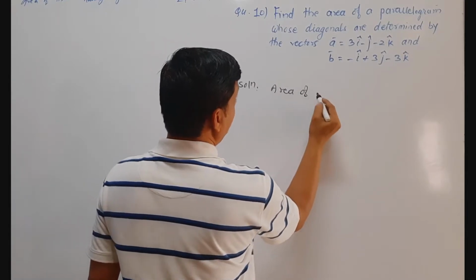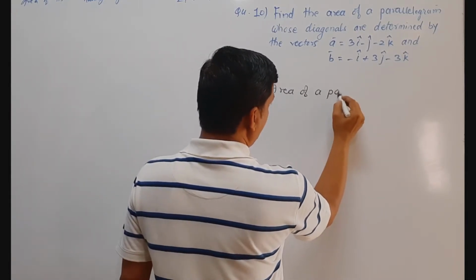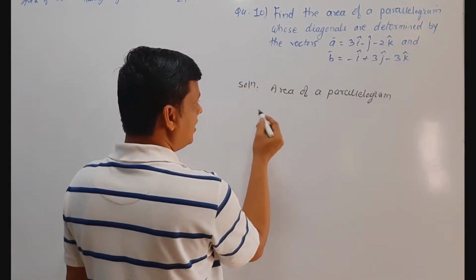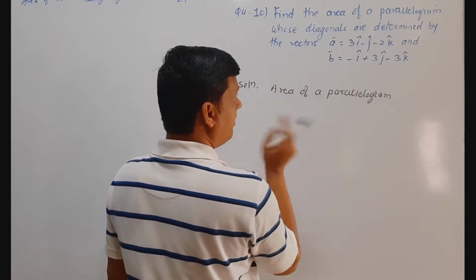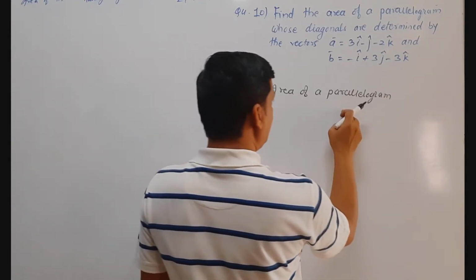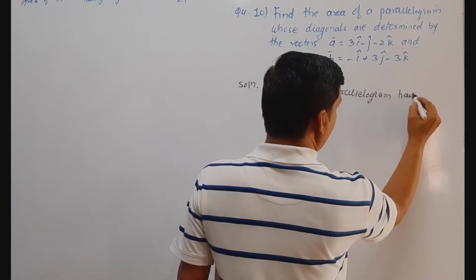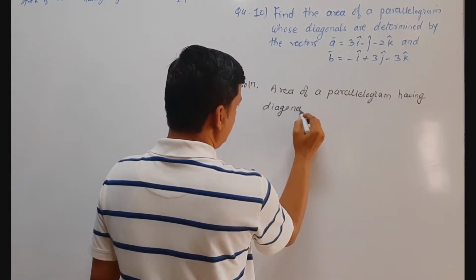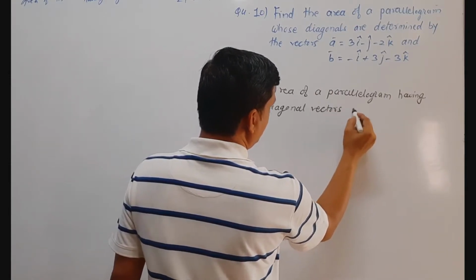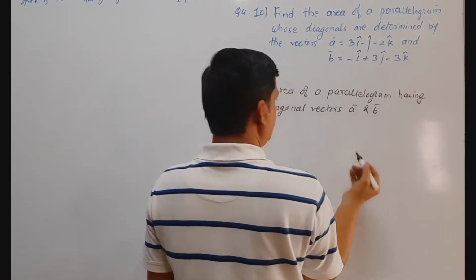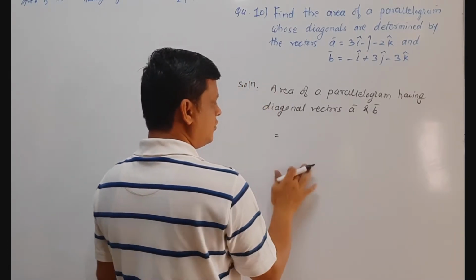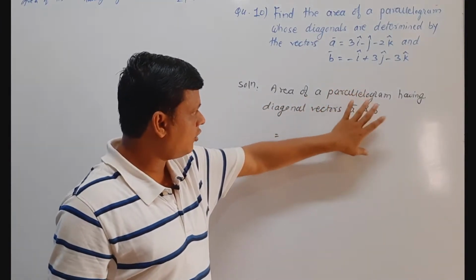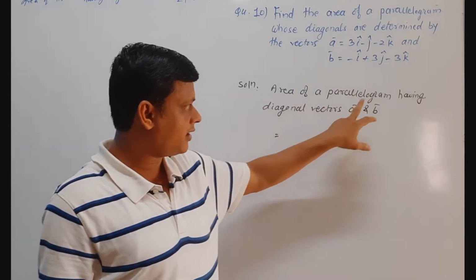Area of parallelogram whose diagonals are A bar and B bar. So we write here area of parallelogram having diagonal vectors A bar and B bar equals to.